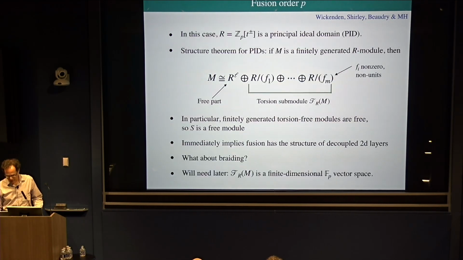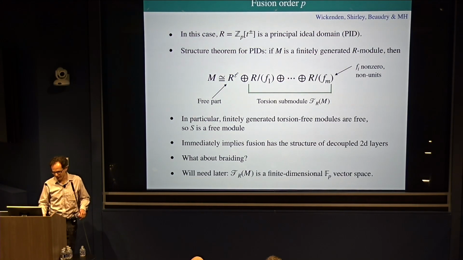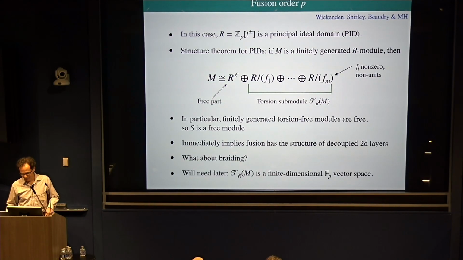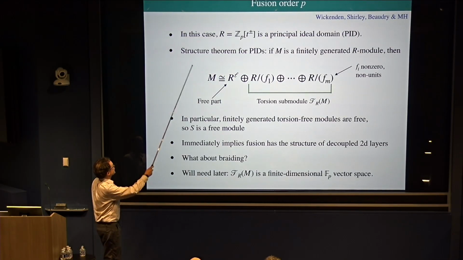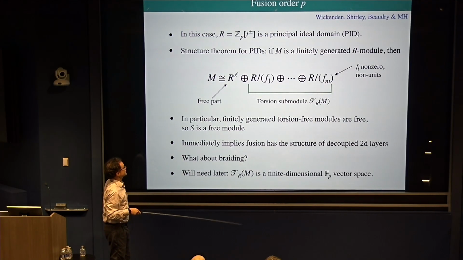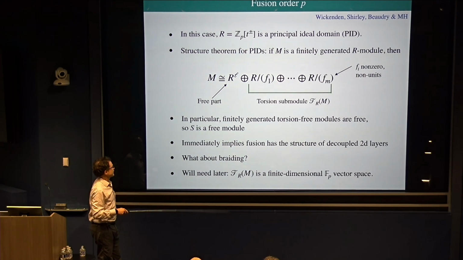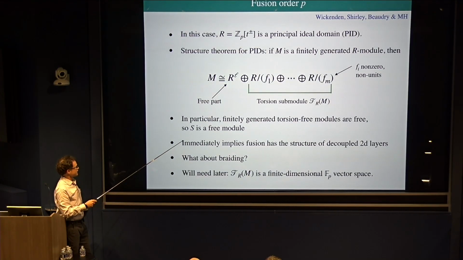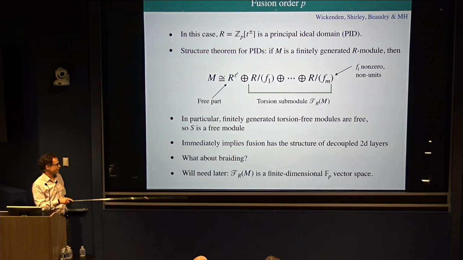All right. So now let me summarize some of our results by fusion order going higher. So we'll start at fusion order P. So now planar only fracton orders with fusion order P, right? So in this case, the ring is just Laurent polynomials with Z_P coefficients. This is a kind of ring called a principal ideal domain. PIDs have very nice properties. And it actually follows from a standard result, which I don't have time to explain, that our module S has the structure of decoupled layers. It's a free module over this ring. So fusion has to have the structure of decoupled layers here, but what about braiding?